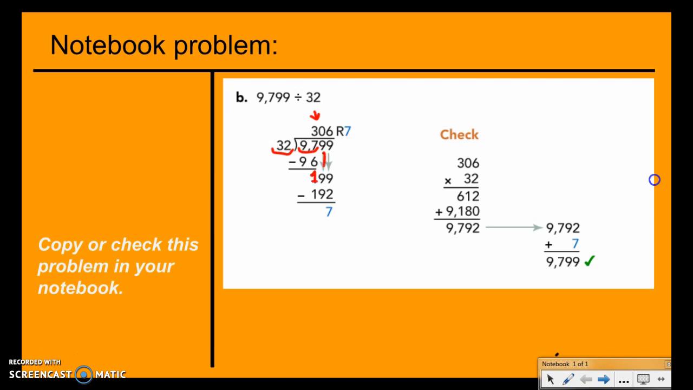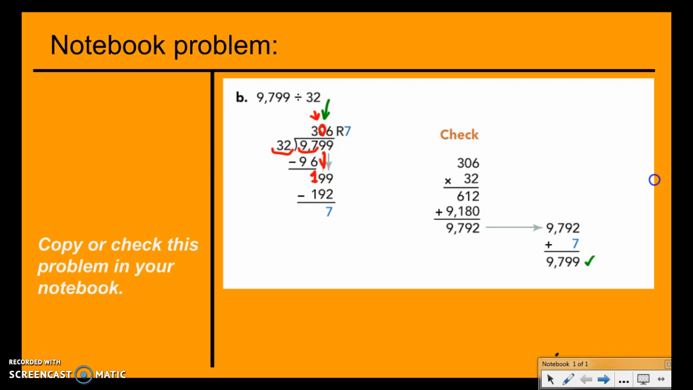Bring down your 9. 32 can't fit into 19. So 32 fits into 19 0 times. Guys, do not forget your 0 placeholder. Because if you were to forget the 0, it would be 36. And 32 times 36 is going to be a lot smaller than 9,799. So this guy is very, very important.